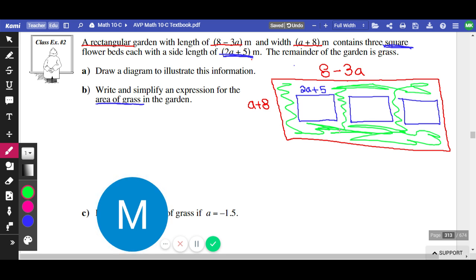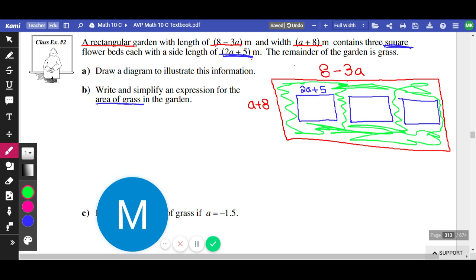All of that. And then a little bit of it. And a little bit of it. Okay? It's all the outside, around the square flower beds. You're supposed to figure out the area of the grass, like how much grass there's actually going to be in this thing. Any suggestions for how we would tackle that question?